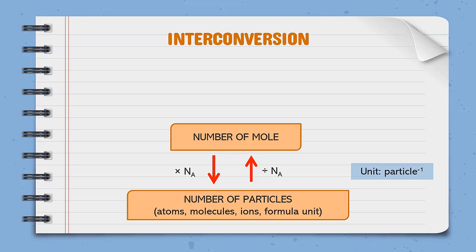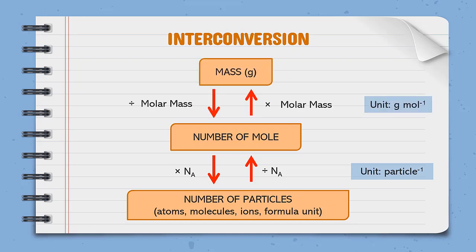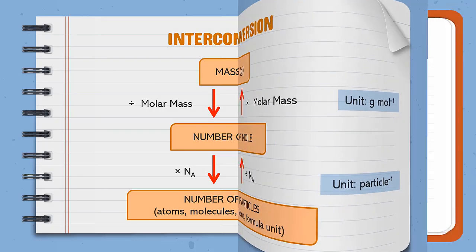From the number of moles, we can also find the mass of a compound by multiplying it with the molar mass, or vice versa. This molar mass can be found in the periodic table with the unit of gram per mole.